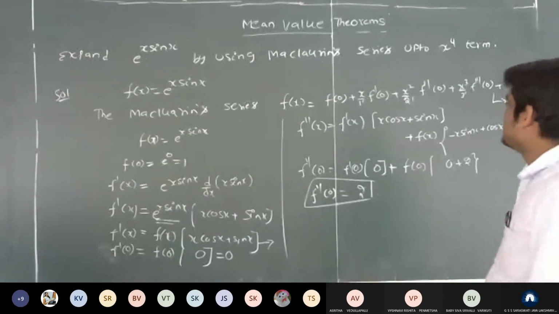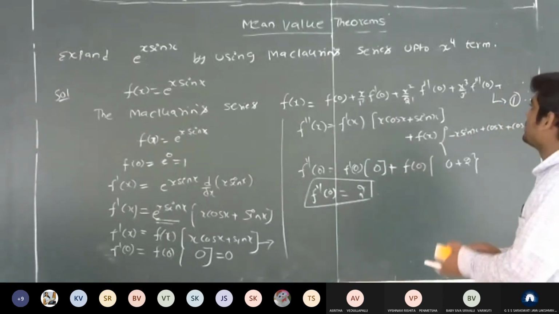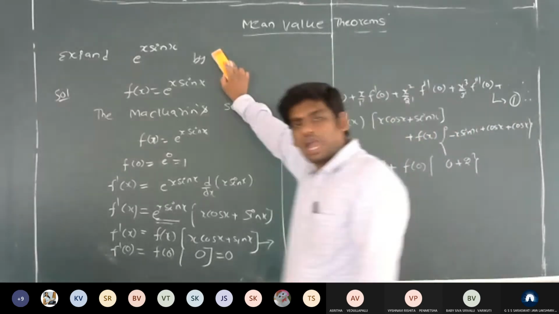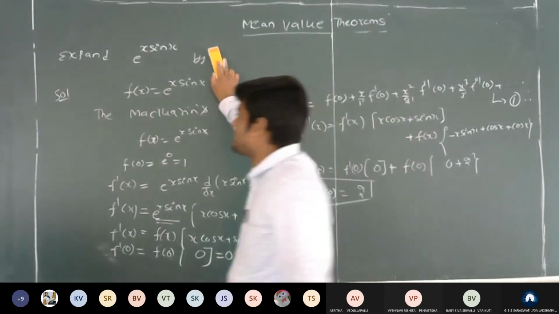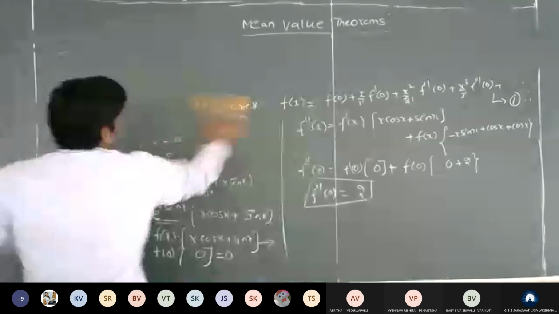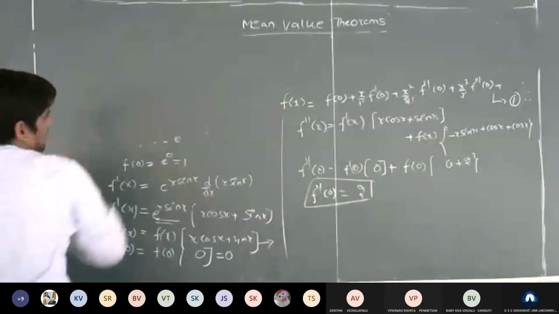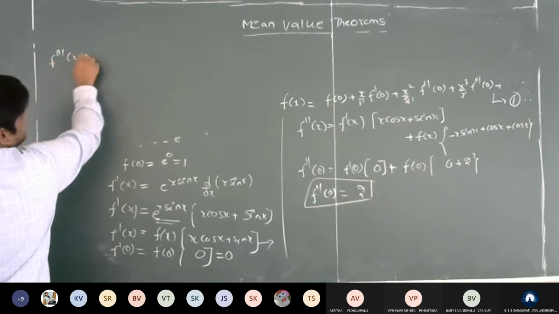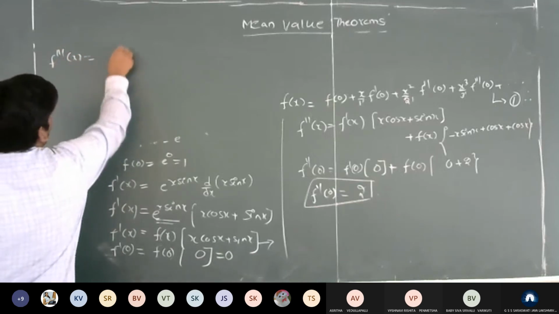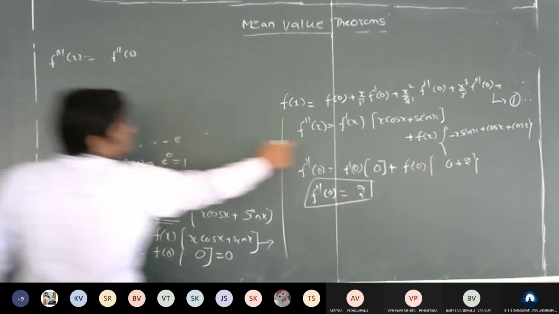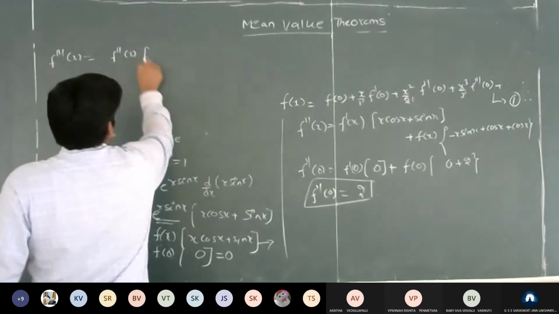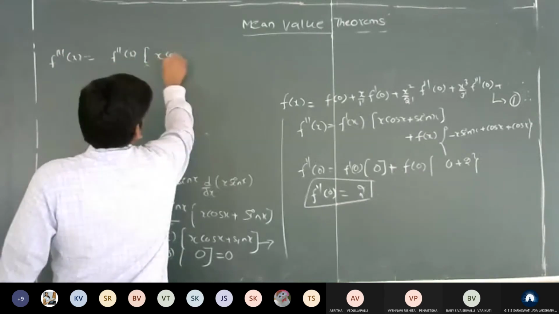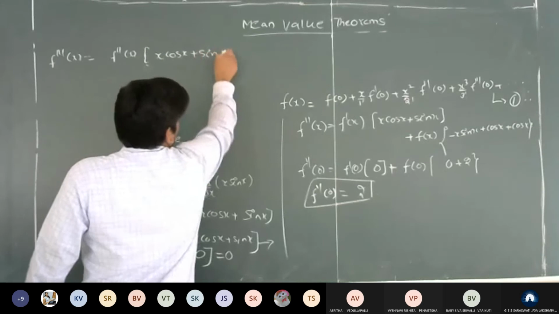Now calculate the f double dash of x, f triple dash of x. So up to x power 4, we have to calculate f fourth dash of x also, right? Now f triple dash of x. F triple dash of x is equal to, so this is f double dash of x, right? So apply the UV rule here, into x cos x plus sin x, right?